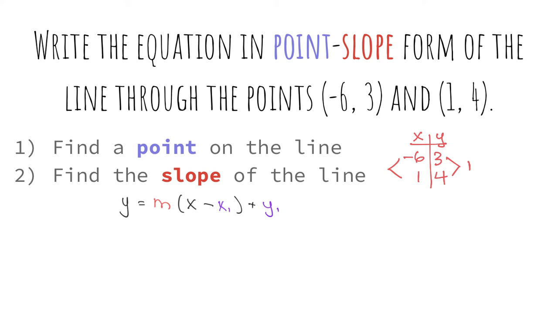So from 3 to 4 is increasing by 1. From -6 to +1 is increasing by 7. So our slope here is the change in y over the change in x, which would be 1 over 7. So we'll put that in for our slope. We have y equals 1/7 times x minus, now we're putting in a -6, so x minus a -6 is x plus 6, and then we have plus 3 for the y value.